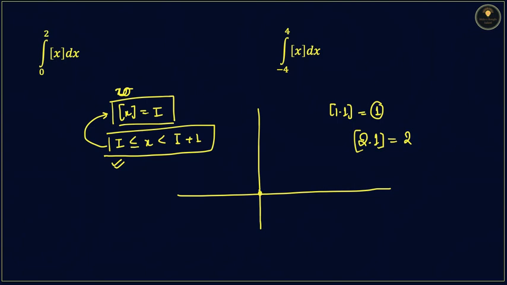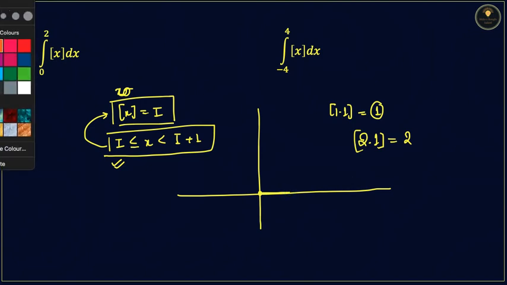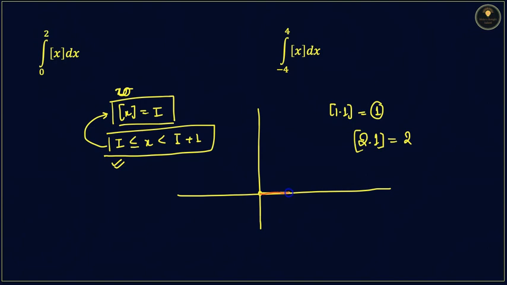For the graph, any value between 0 and 1 gives the value 0. Let me draw with another color. This is 0 to 1, so you will get a graph like this. Then at 1 you will not get 0, you will get the value 1, and it goes till 2. At 2 you get the value 2, and it goes till 3, and that's how it goes on and on.